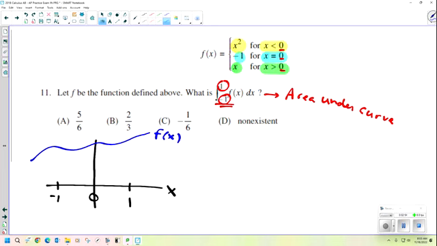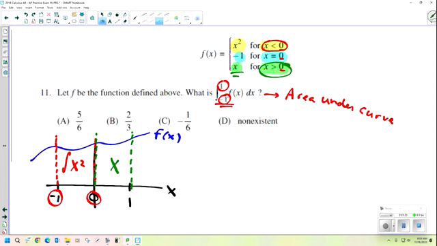Okay? Anytime x is less than 0, from here to here, I've got to use my function x squared. The area under the curve means I integrate x squared, but from -1 to 0. Anytime x is greater than 0, I'm going to use my function x. So from 0 to 1, I'm going to use my function x. To get that area, I've got to integrate that. And those bounds are from 0 to 1. So that's what I'm going to do.